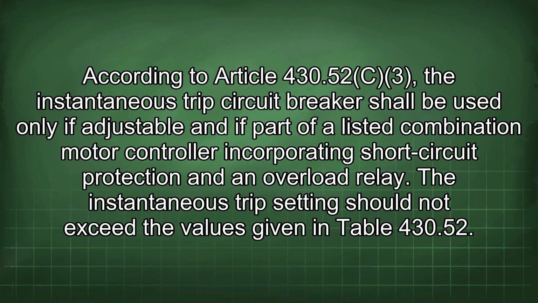According to Article 430.52(C)(3), the instantaneous trip circuit breaker shall be used only if adjustable and if part of a listed combination motor controller incorporating short circuit protection and an overload relay. The instantaneous trip setting should not exceed the values given in Table 430.52.